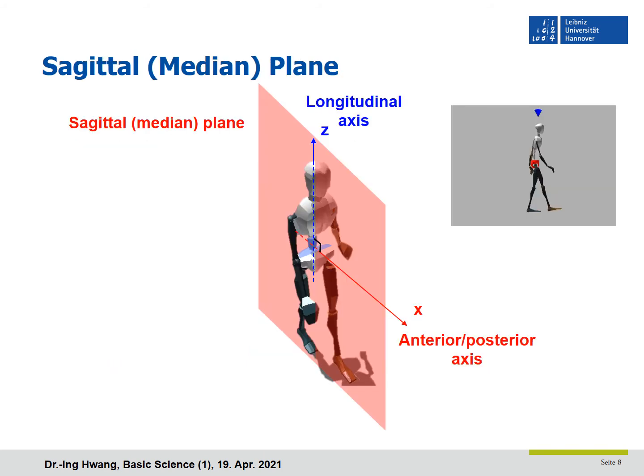The second is the sagittal plane. Another name is the median plane. It is familiar to you as the side view. This plane contains the longitudinal and anterior-posterior axis. Through the sagittal plane, you can have the 2D image shown at the top right on the XZ coordinate system.